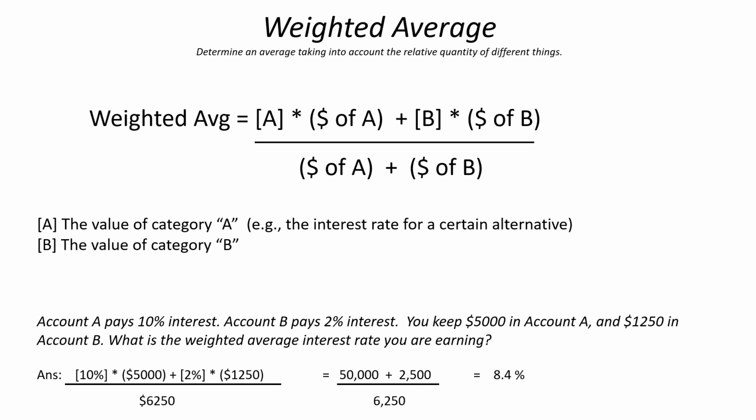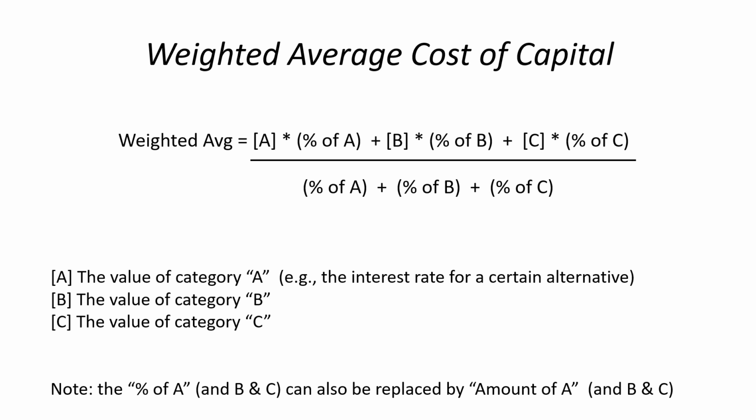You'll see it in a lot of different classes, but you're seeing it in here as well. So we can do it with 2 different things being combined together. We can do it with 3 different things being combined together. So like here in this formula, it's saying you'll take an amount, a value of category A. In our case, it could be interest rate.